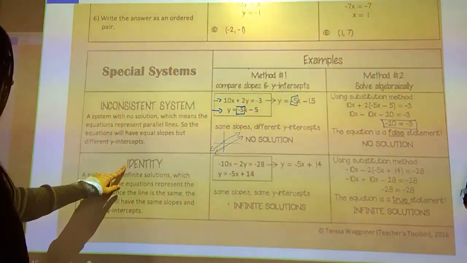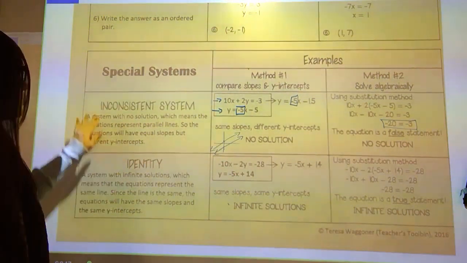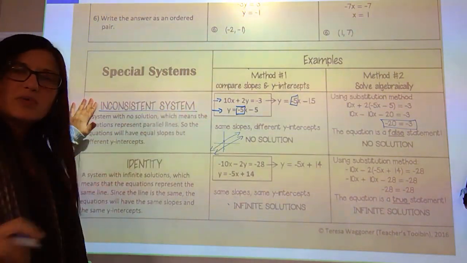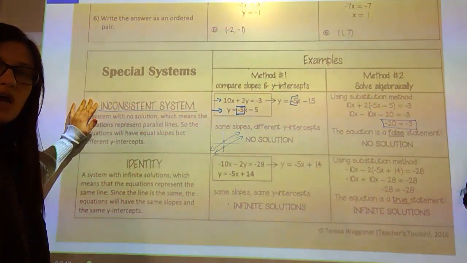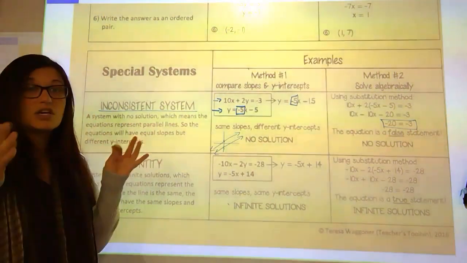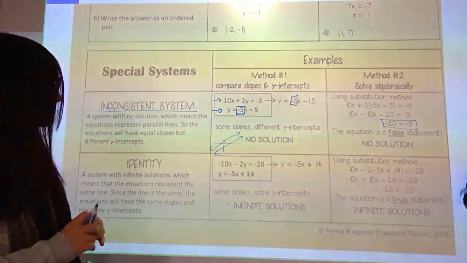Okay, so similarly, and so we would call this an inconsistent system. I don't think we went through that word, those words, but we call it an inconsistent system. Inconsistent means it just doesn't have a solution, okay?